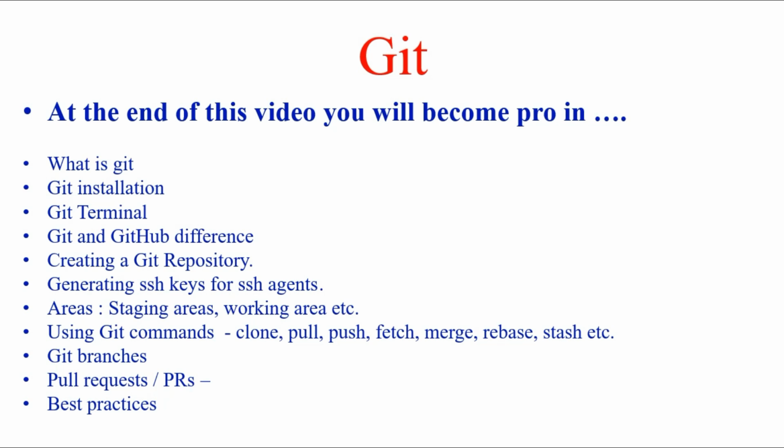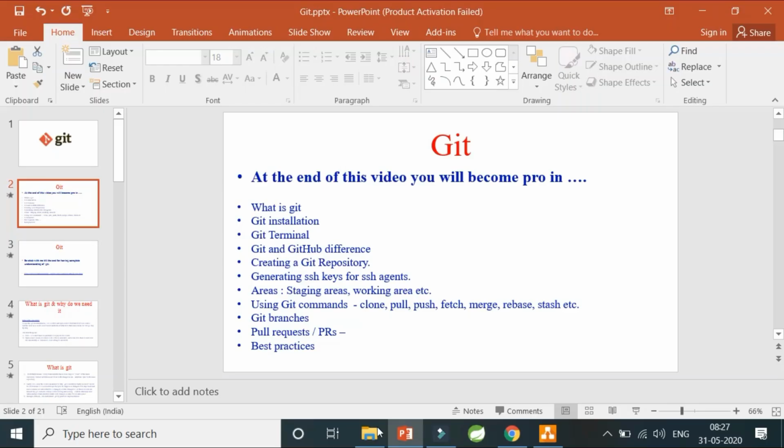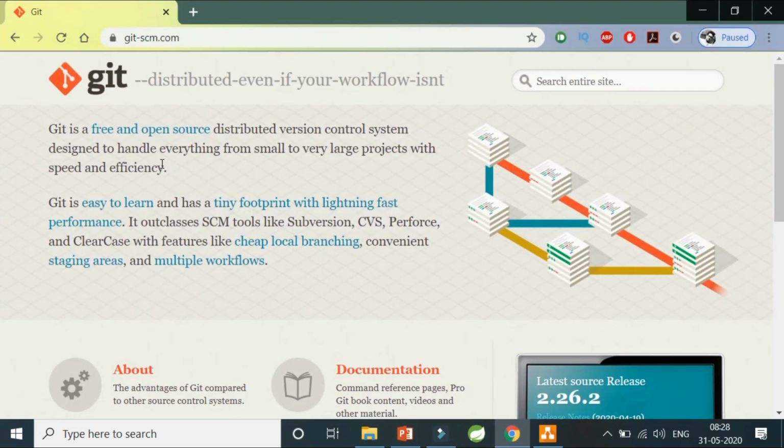So let's get started with what is Git and why do we really need it. As per the documentation, Git is nothing but a free open source distributed version control system designed to handle everything from small to very large projects with very high speed and efficiency. Now as a noob, I never understood what that really means. So let's go step by step.